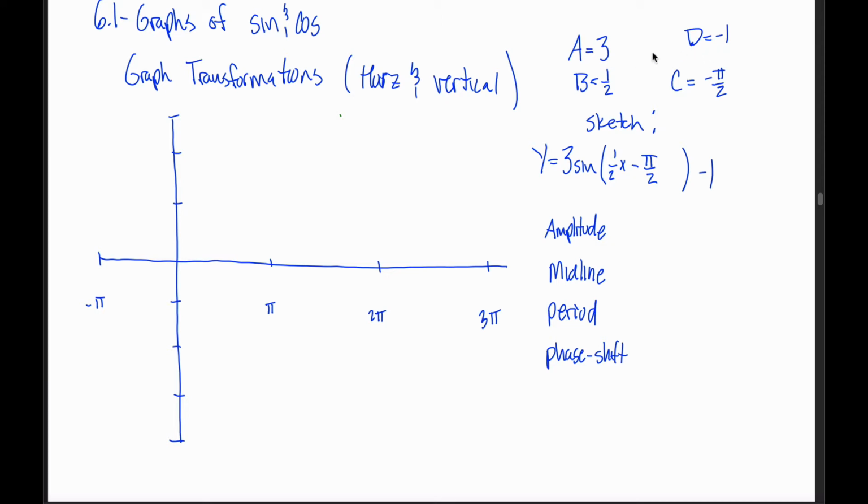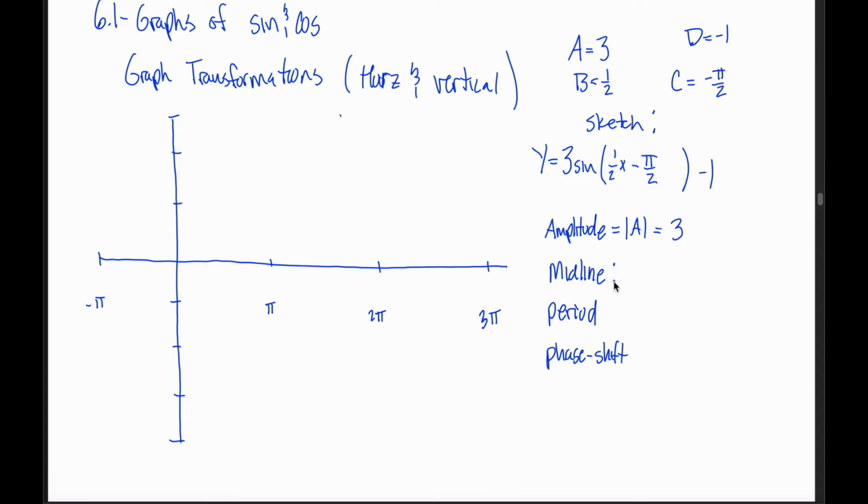And note I wrote them in kind of a weird order. I wrote A and D next to each other and B and C next to each other because A and D are your 2 vertical transformations, so they kind of go together in some sense, and B and C are 2 horizontal transformations. It'd be nice if you knew that the amplitude was always just the absolute value of A. So in this case, your amplitude would just be equal to 3.